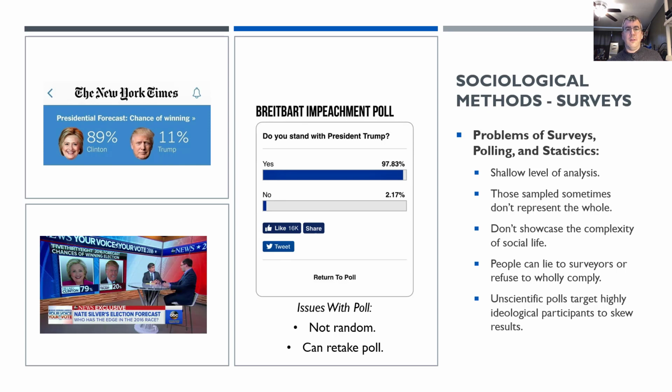So somebody could take that poll numerous times, thus skewing the results even more. So there are a lot of different problems with surveys, polling, and statistics. Everything from shallow levels of analysis to people actively manipulating polls to skew the results. But I also want to look not just at pitfalls and problems, but also ways in which surveys are represented.